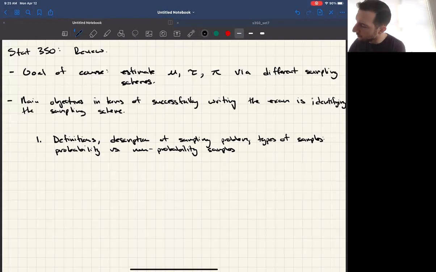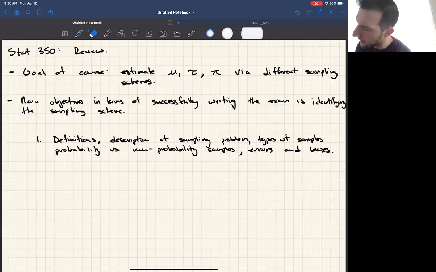We also talked about errors and biases. Okay, so the first lecture set in the course was not mathematical. It was really setup, definitions, the types of things that you can expect to go wrong, the different general types of sampling schemes that we can utilize. And then also we talked about errors and biases. So again, the types of things that can go wrong and what to watch out for.